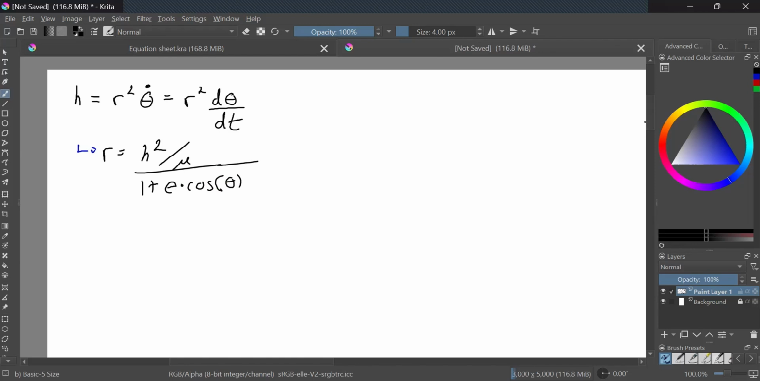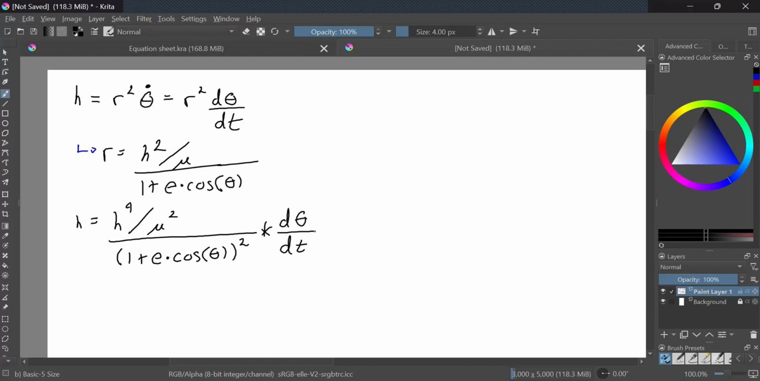So now, when we plug our orbit equation into our angular momentum equation, we're going to get h is equal to h to the fourth, right? Because everything in here is just going to get squared, over mu squared, all over the quantity of 1 plus the eccentricity times the cosine of theta, squared, times d theta dt.